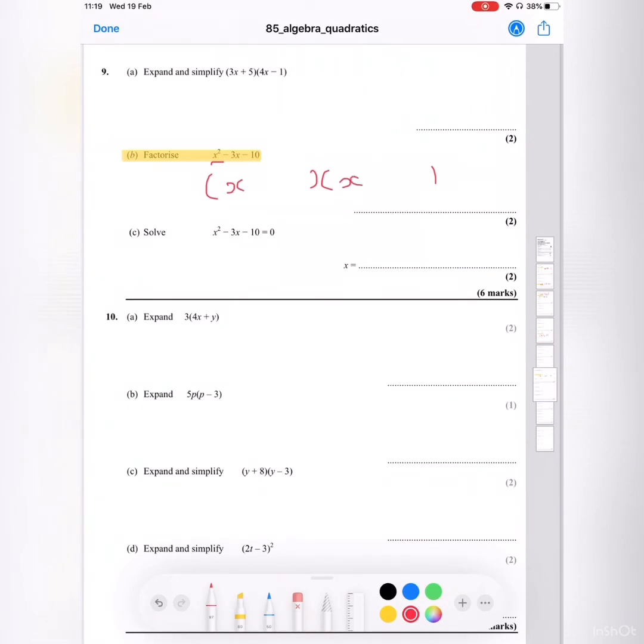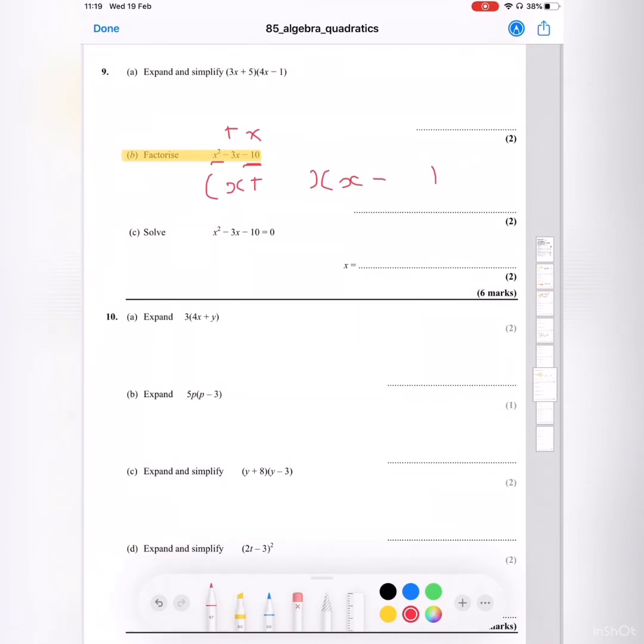And then we need to find 2 numbers. This time they times to get negative 10 and they add to get negative 3. So we know one must be a positive and one must be a negative. Otherwise we cannot get a negative when timesing.